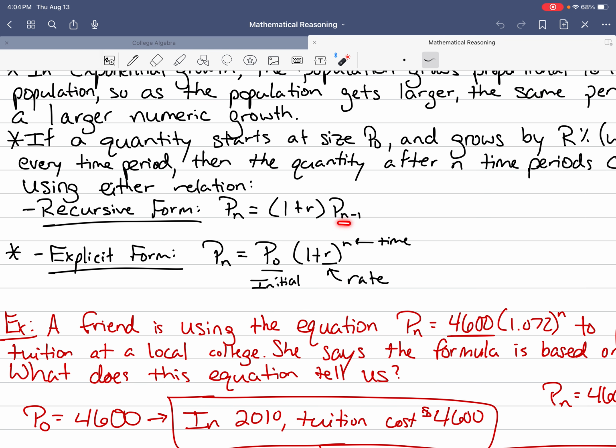If you recall from your previous algebra classes, this equation is your exponential growth and is for a geometric sequence.